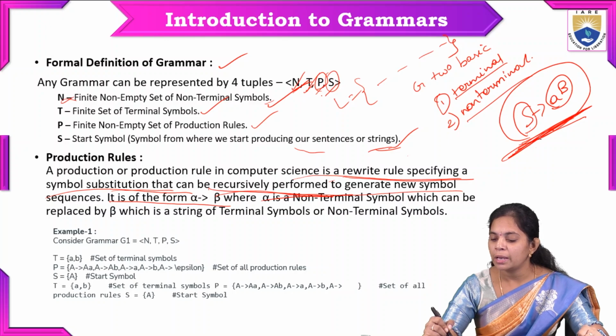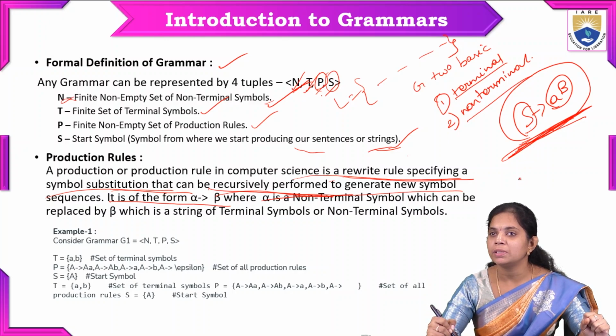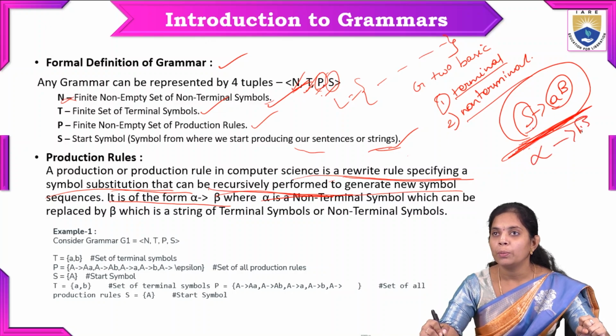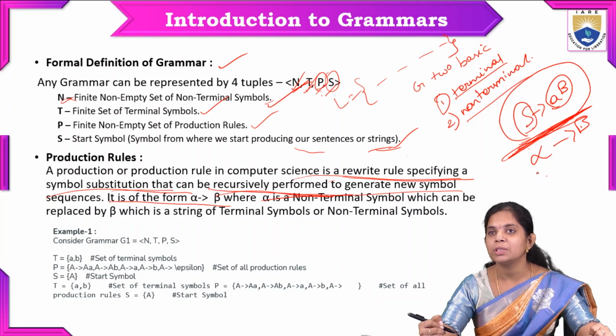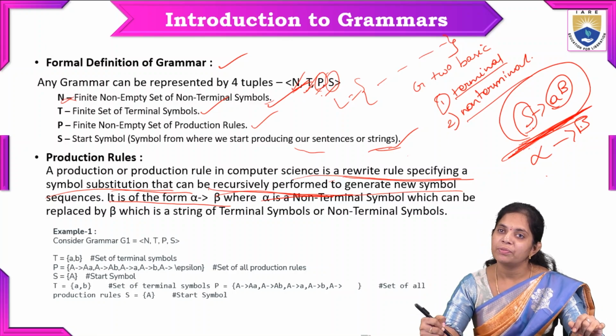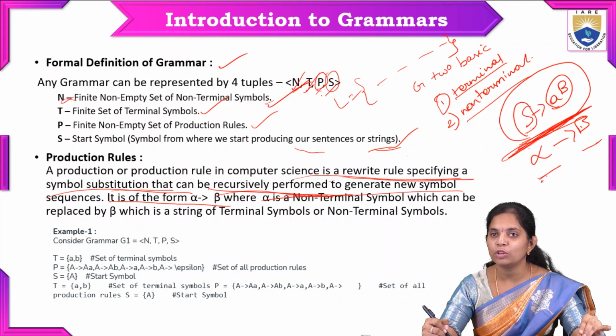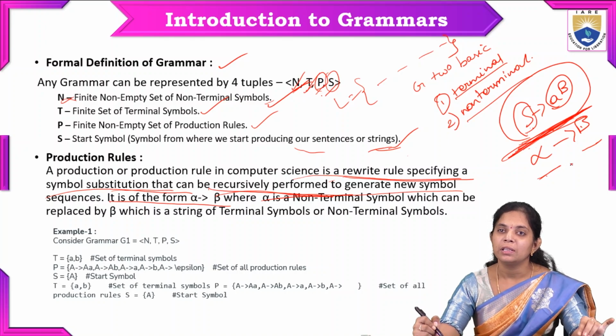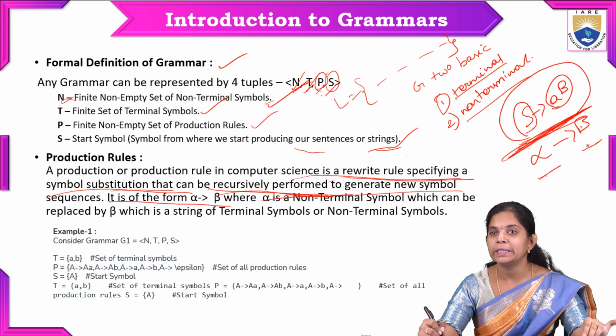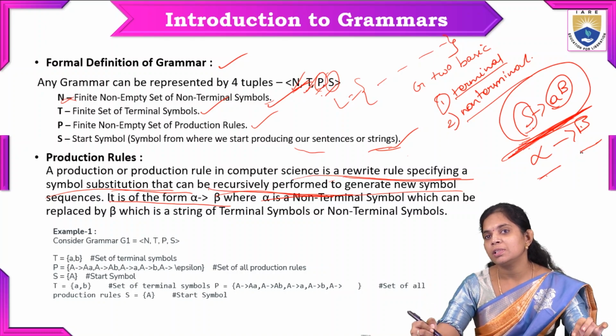Based on the grammar, there are different types of grammars, and the conditions and limitations differ. The grammar representation is alpha tends to beta, where the alpha value and the beta value differ. How many types of grammars do we have? For every grammar there are conditions: the length of alpha should be like this, the length of beta should be like this, and it is a combination of terminals and non-terminals.